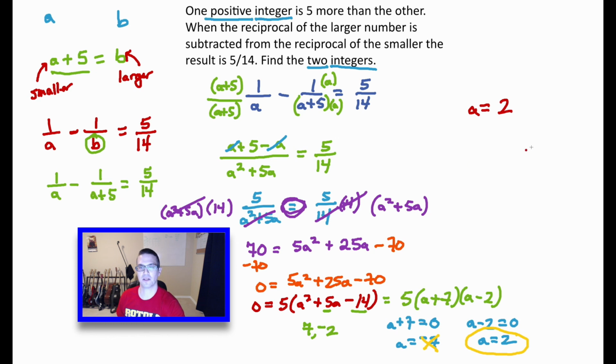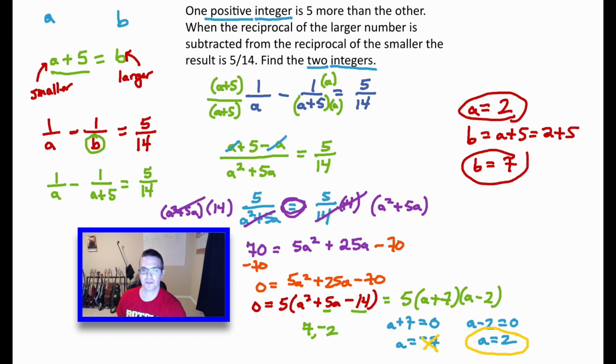Now b is equal to a plus 5, and since a is 2, it's just going to be 2 plus 5. So that means that b is equal to 7. So let's find the two integers. That's essentially what we did. We have a equals 2 and b equals 7. So those are the two integers, 2 and 7, that make this entire thing true.